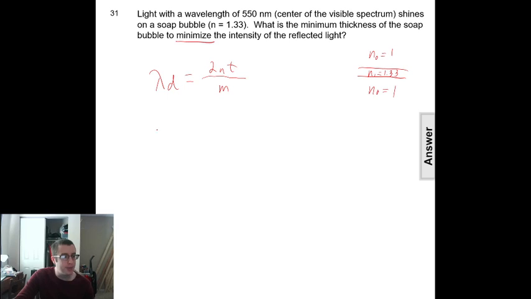So anyway, the wavelength we know is going to be 550 nanometers, and that's equal to 2. And then n is the ratio of the indices of refraction, so 1.33 over 1. Again, you could simplify that down to just 1.33, but be careful to make sure you don't always ignore our outer index of refraction value. Times the thickness, and then over 1. And so when you go to solve that, you should get 207 nanometers.